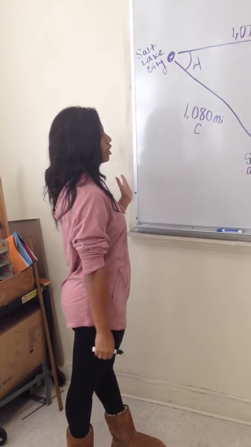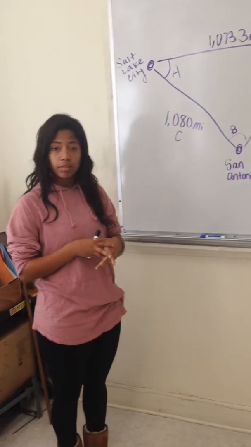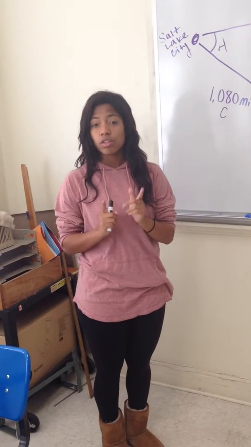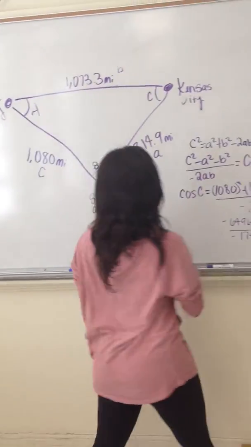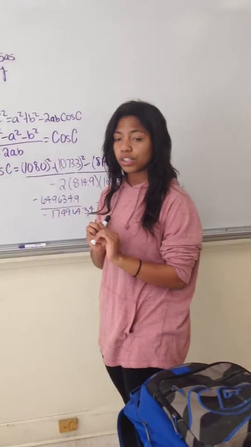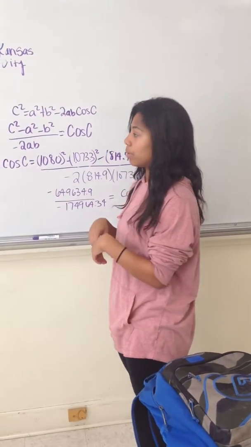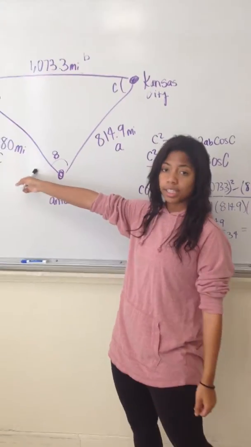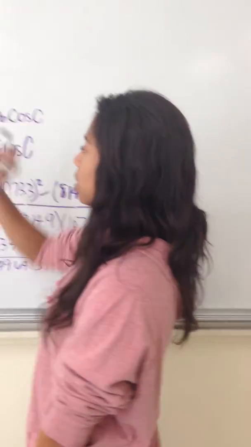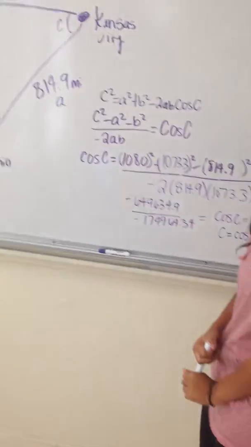Okay, so what we have here is the distance between each city. What we're trying to find is the angles of each city, but we don't know any of those. So to do that, you have to use the law of cosines. You basically put in the biggest side. You can use a squared, b squared, or c squared, but right now, c squared is the biggest side. So the formula is c squared equals a squared plus b squared minus 2ab cosine C.